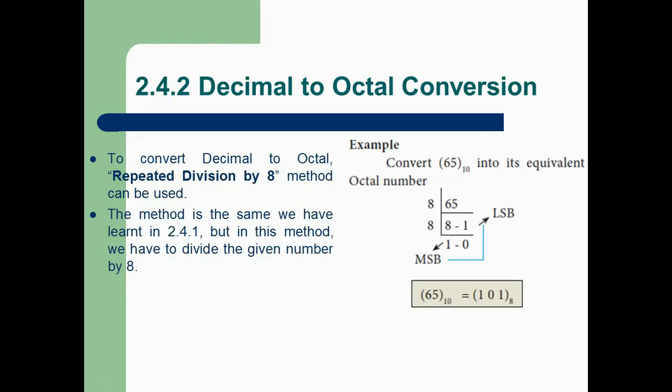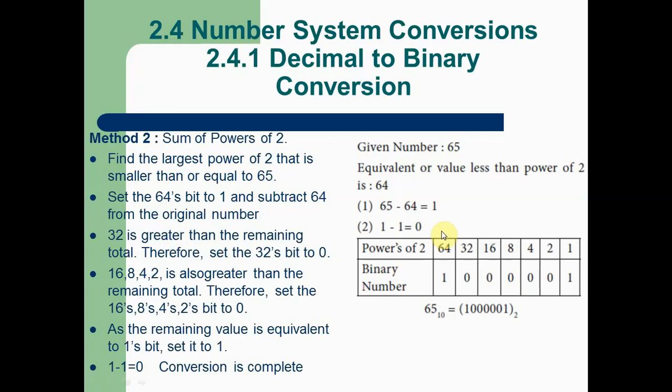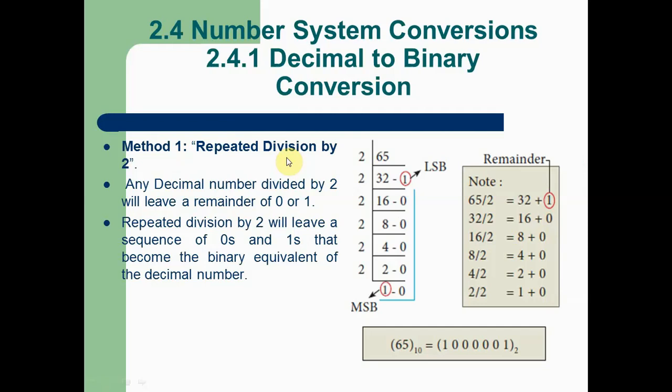So the next conversion is decimal to octal number. Here we want to use the repeated division by 8 method. So here we divide the given number, write the quotient here and write the remainder here, in the same way we already discussed in the repeated division by 2 method. There we divide the given number by 2 because we want to convert the decimal number into binary. That's why we use the base value of binary.